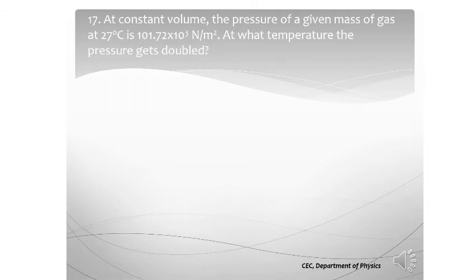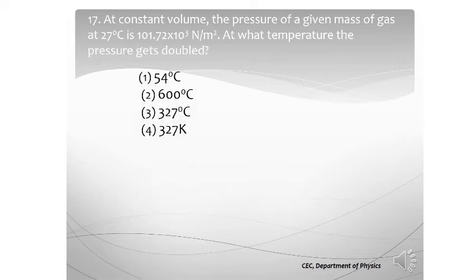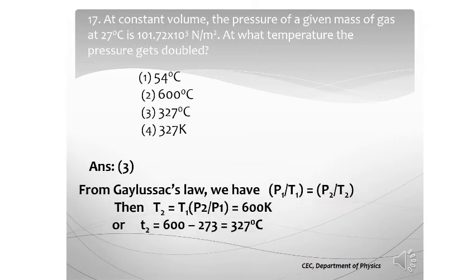Next, at constant volume, the pressure of a given mass of a gas at 27 degrees centigrade is 101.72 × 10^3 Newton per meter square. At what temperature does the pressure get doubled? 54 degrees centigrade, 600 degrees centigrade, 327 degrees centigrade, 327 Kelvin. Answer is 327 degrees centigrade.